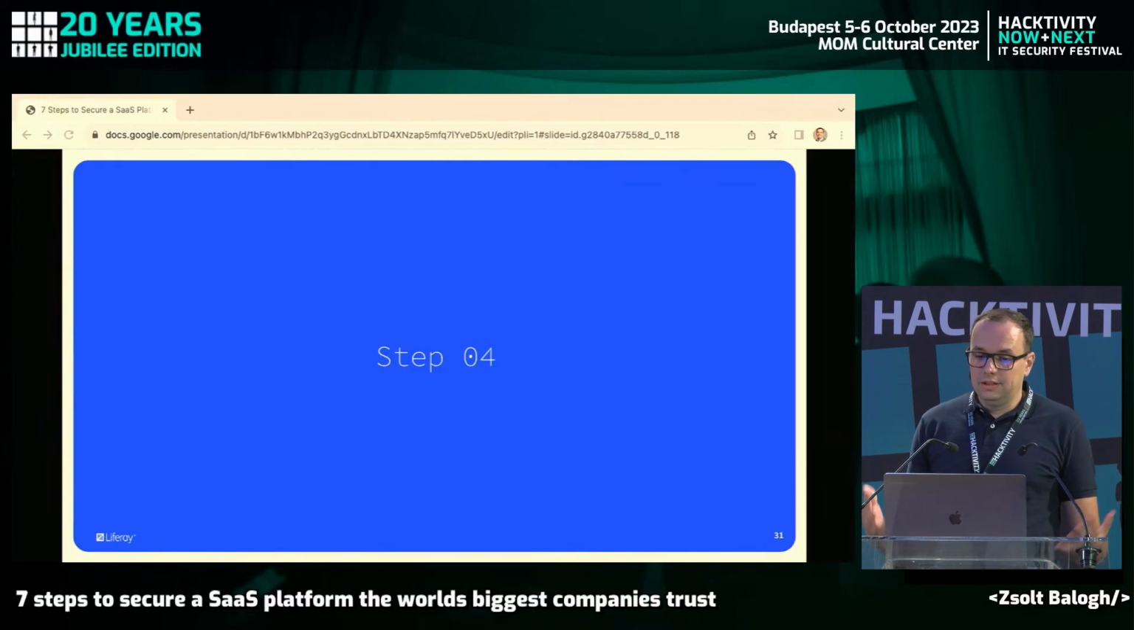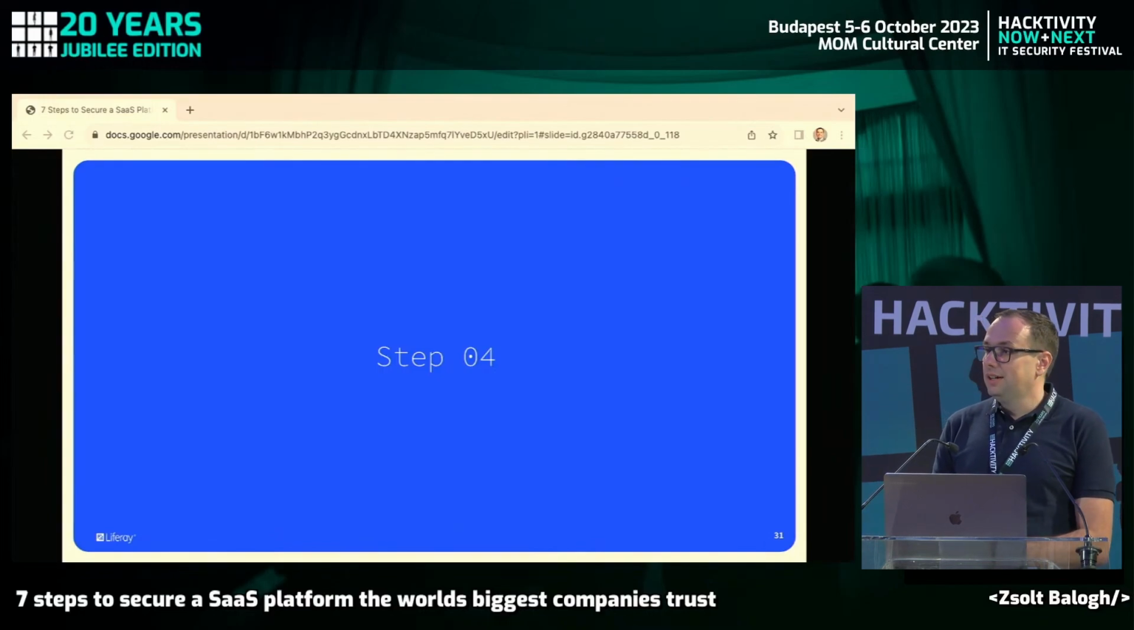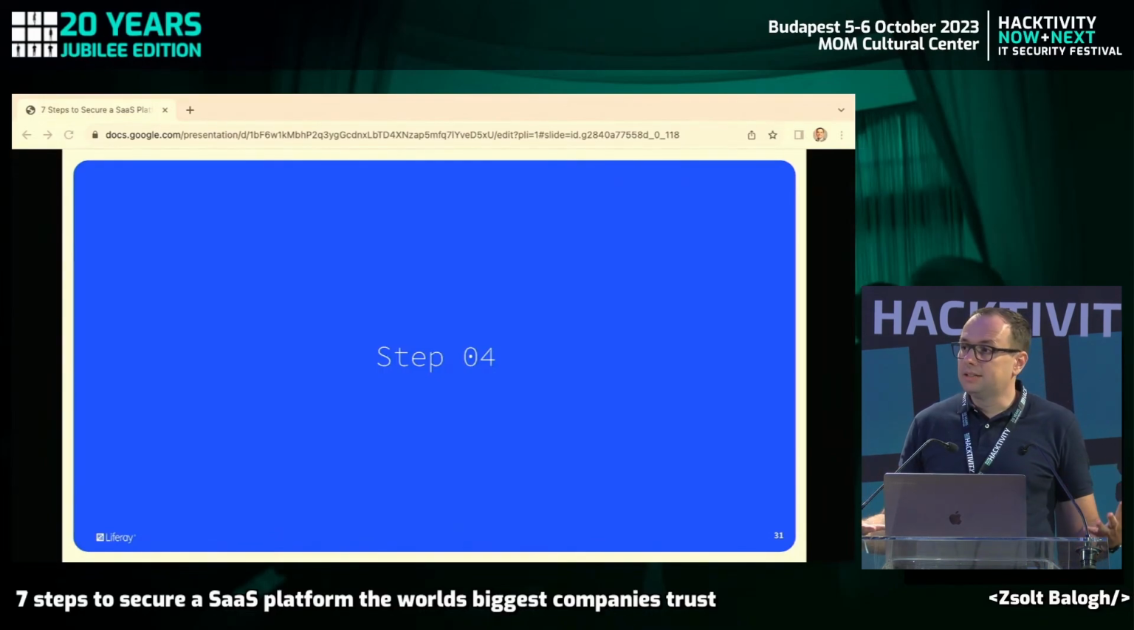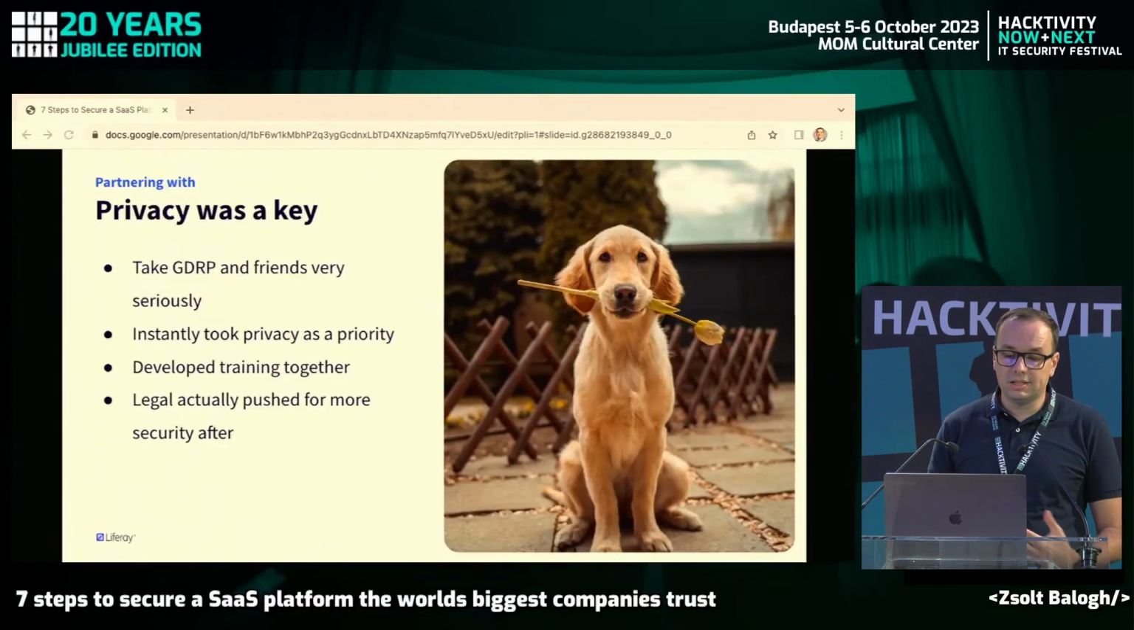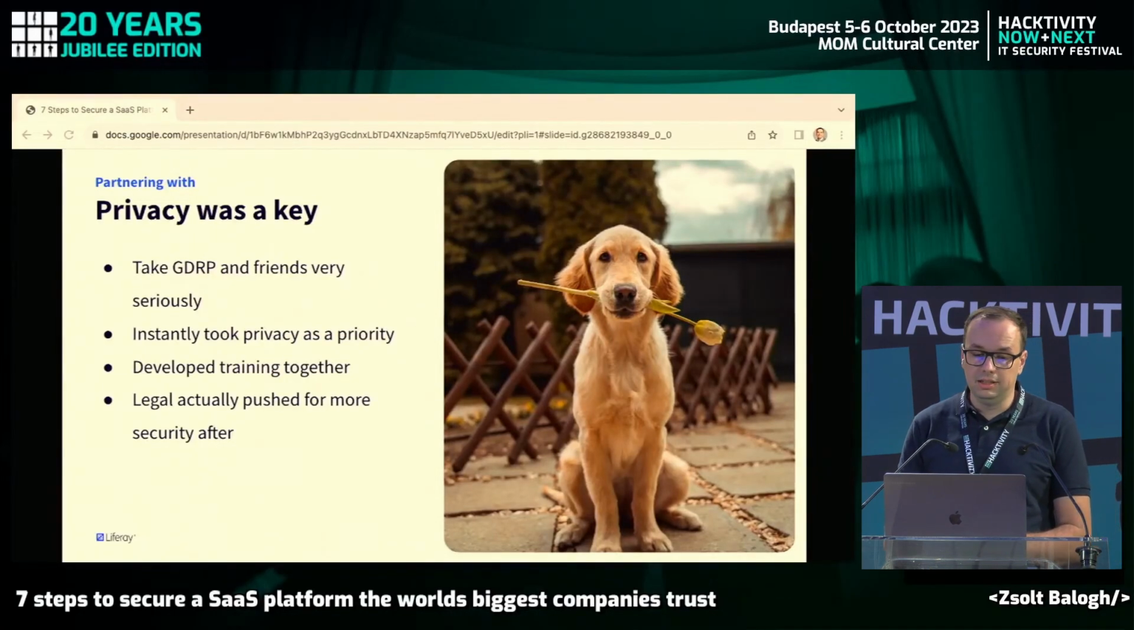So step 4 is that we actually have 3 pillars. We have the employees, processes, and assets. But if you want to make changes in the first 2, then you need to actually talk and work with other departments to find their wins. So for us, privacy was actually key. So we take GDPR, LGPD, and all the privacy laws very seriously.